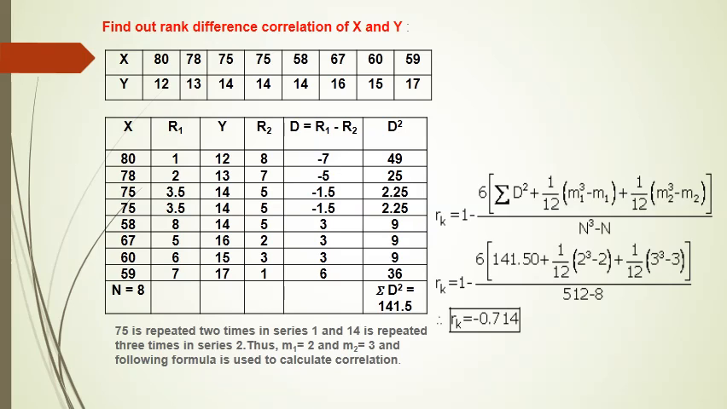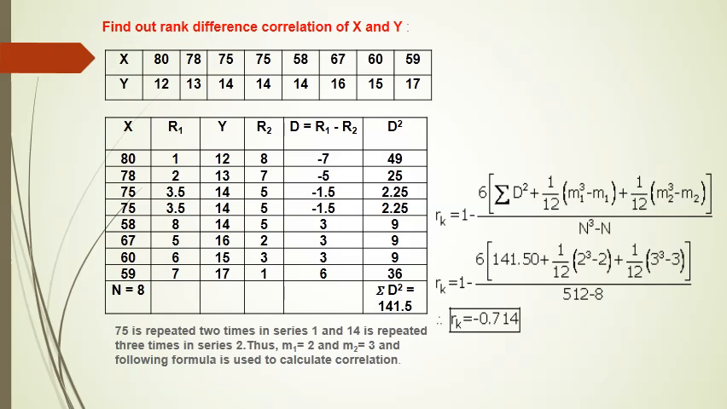Now the square of the differences of the ranks. 7 into 7 is 49, 5 into 5 is 25, 1.5 into 1.5 is 2.25, 1.5 into 1.5 is 2.25, 3 square is 9, 3 square is 9, 3 square is 9 and 6 square is 36. And when we sum these up, the summation of d square is equal to 141.5. Now we have to use this value in the formula. We know that n is equal to 8, summation of d square is 141.5, and the number of repeated ranks is 2.